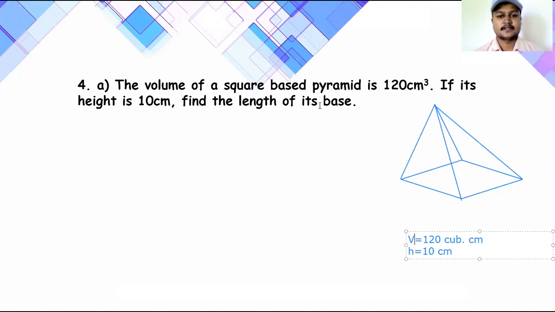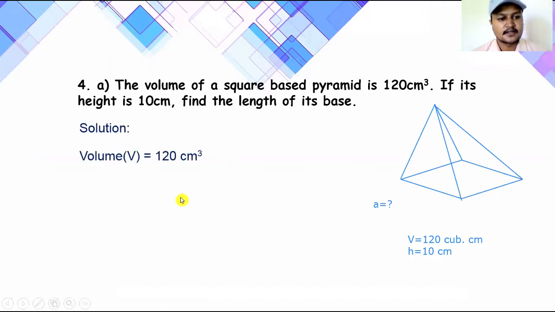It is asked to find out length of base. I was thinking about slant height. If it is said to find out length of base, there is the length of base in formula of volume. Volume's formula has length of base, 1 by 3 A square H. A means length of base. So these two values we have, and third value A we have to find out. So easily we will get answer of it.